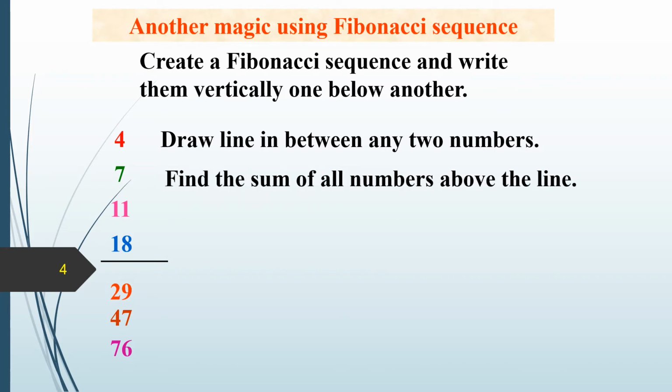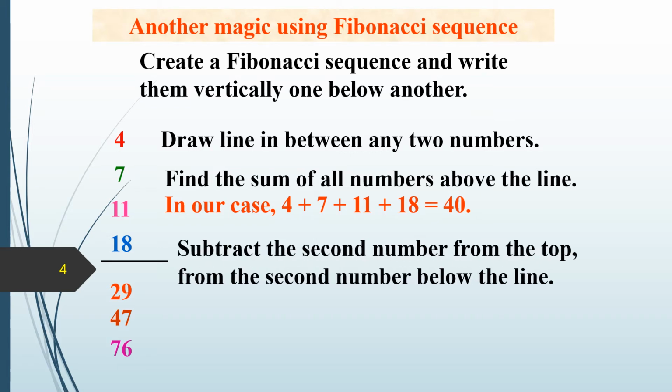Ask them to find the sum of all numbers above the line. 4 plus 7 plus 11 plus 18 is equal to 40. Ask them to subtract the second number from the top from the second number below the line. In our case, 47 minus 7. That is also equal to 40.